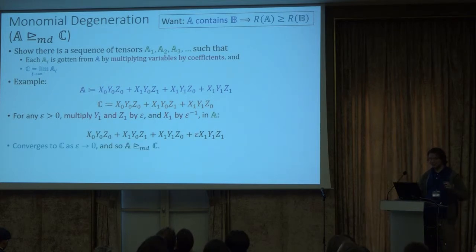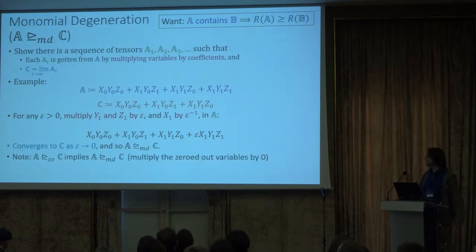And then if you look at just the sequence of these tensors, as epsilon goes to 0, the last term goes to 0, so the last term goes away, and it converges to C. So this gives a monomial degeneration from A to C. It's not hard to see if there's a zeroing out from A to C, then there's also a monomial degeneration, so it's at least as strong. And this specific example of A and C show that it's actually strictly stronger to do monomial degenerations instead of zeroing outs.